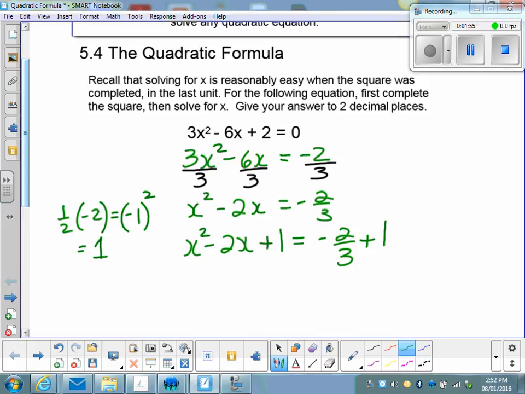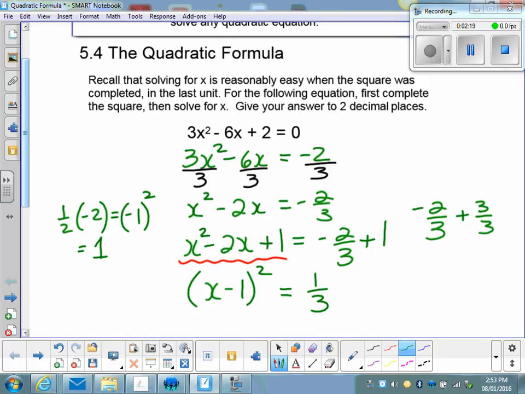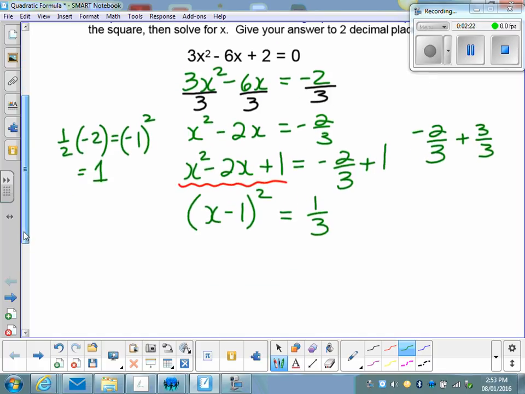And now I've got a trinomial that I can factor here. And when I factor it, I get x minus 1 squared. And on the other side, if I add negative 2/3 plus 1, so the plus 1 is like 3/3. So when I add those together, I get 1/3. And hopefully you remember when we get to this point, we're going to take the square root of both sides.